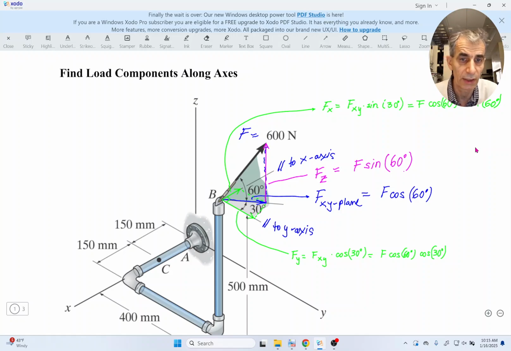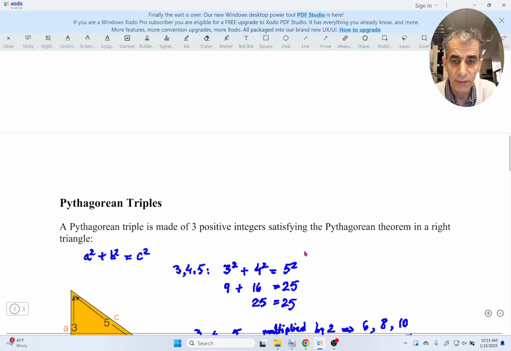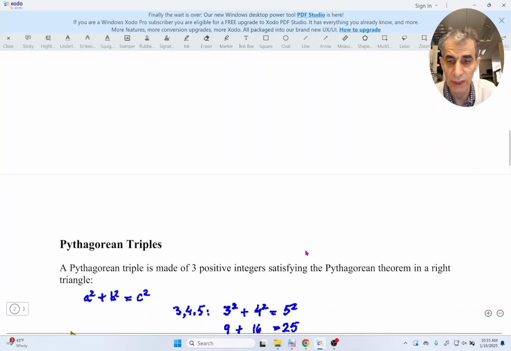Components along the axes can be found by using the sine and cosine if we know the angles. There is another problem. Sometimes we might not know the angles, and we have to use what are called the Pythagorean triples. So this is in the next video.